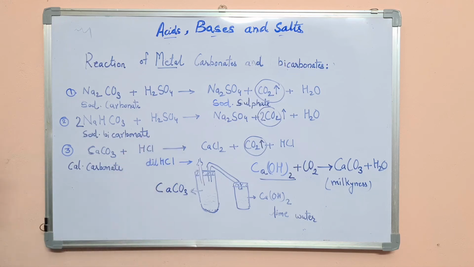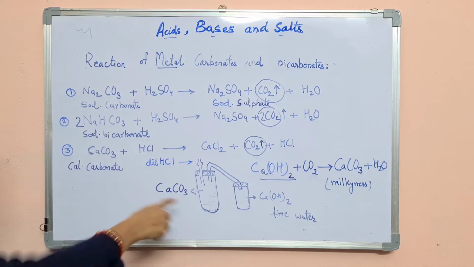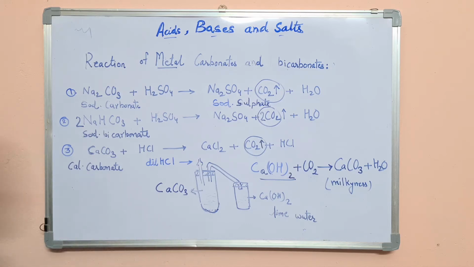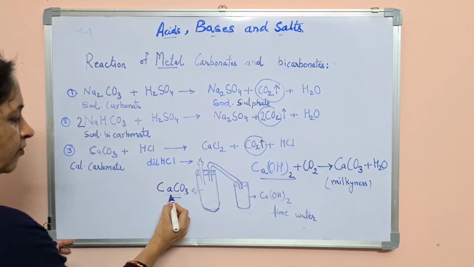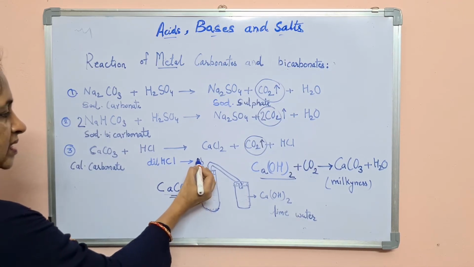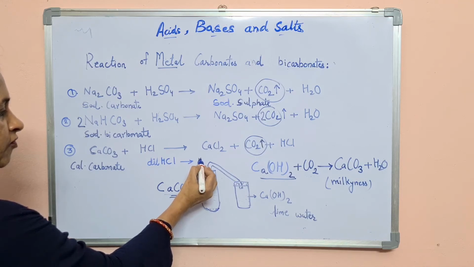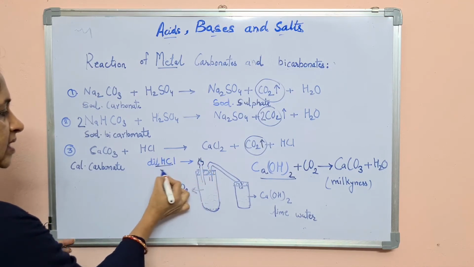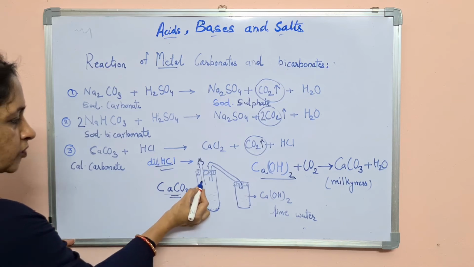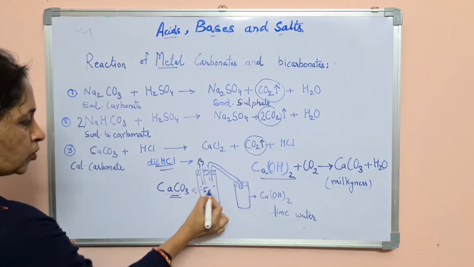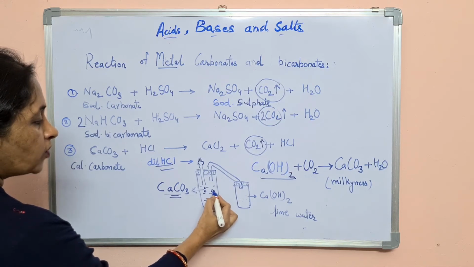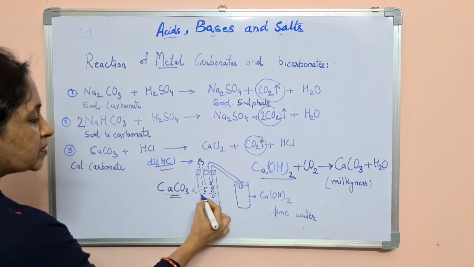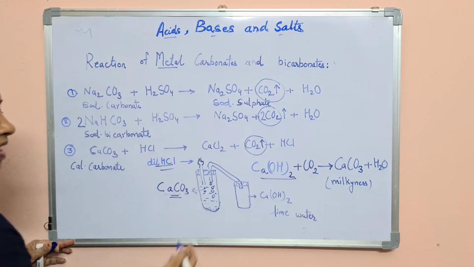So how to check that the gas coming out is CO2? For this there is one experiment. See this diagram. In this diagram, a test tube is there. In this test tube, we have taken calcium carbonate, and through this thistle funnel, dilute HCl is added. When the dilute HCl is added to calcium carbonate, bubbles of colorless gas come out with brisk effervescence.